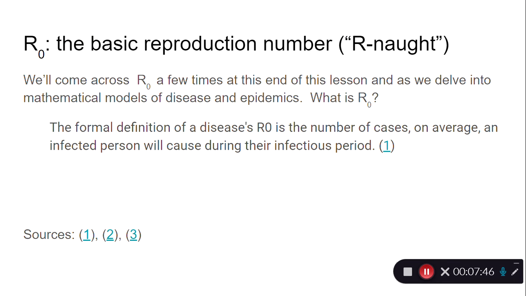Back to diseases. So R0 is a number that's being written about a lot right now, the basic reproduction number. And this is going to come up this week and also at least one more time next week. So what is this thing? For one, it's pronounced R-naught, not referring to the zero. It's the number of cases on average that an infected person will cause during their infectious period. And in particular, the zero is there to represent initially, so at the beginning of an outbreak.